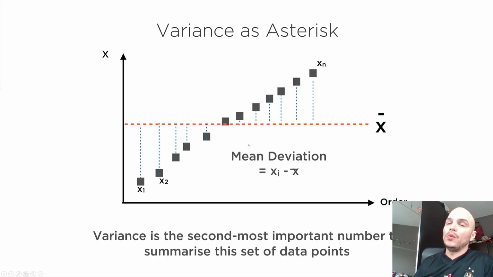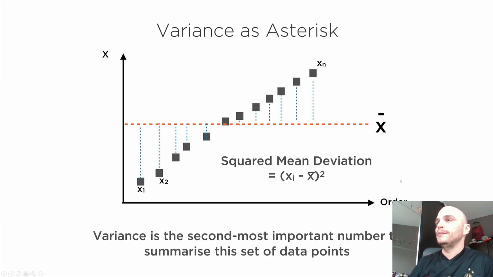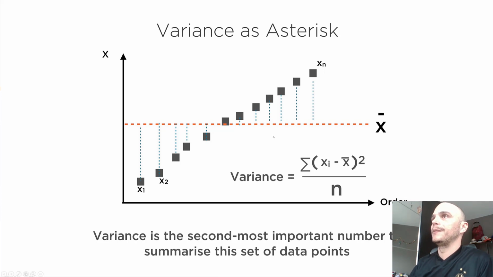So for that, we have the mean deviation. So the mean deviation is basically, when we have the mean, the distance between each number and the mean, as you can see on this slide, right? Then we have the square mean deviation. So variance is probably the second most important number to summarize in this set of data points. We will see it in the next slides.